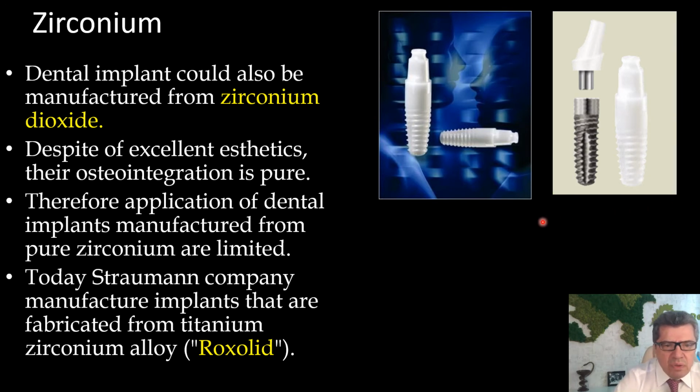Dental implants could also be manufactured from zirconium dioxide. Despite excellent aesthetics, the osteointegration is poor, unfortunately. Therefore, application of dental implants manufactured from pure zirconium is limited. Today, the Straumann company manufactures implants fabricated from titanium zirconium alloy. The name of this implant is Roxolid.